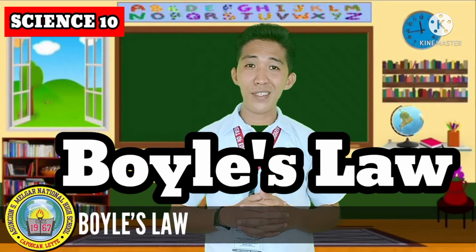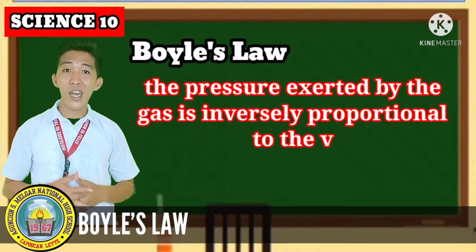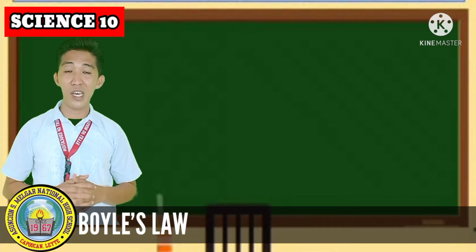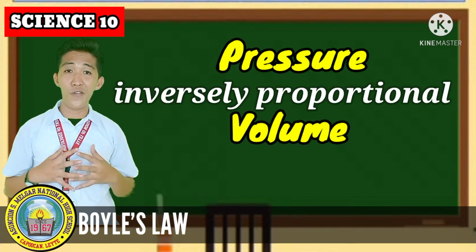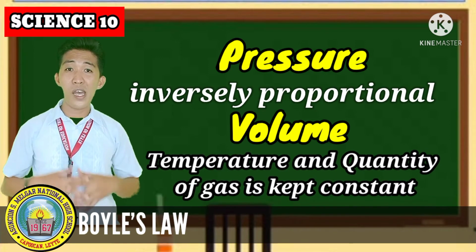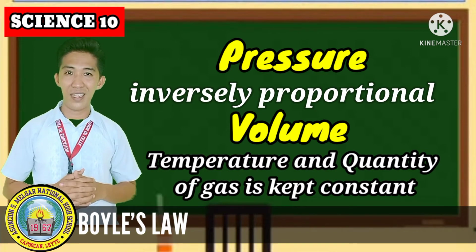Boyle's law is a gas law which states that the pressure exerted by the gas is inversely proportional to the volume occupied by it. In other words, the pressure and the volume are inversely proportional for as long as the temperature and the quantity of a gas is kept constant.